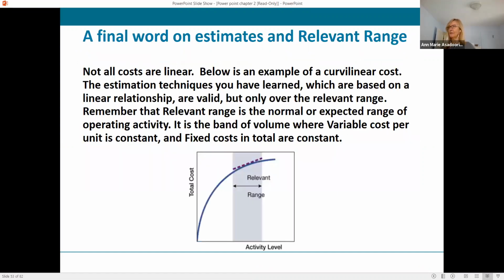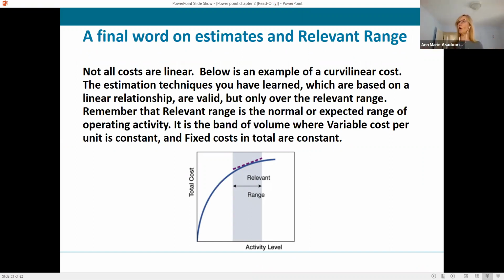Oh yes, and don't forget that relevant range, right? Remember, all of this, that linear assumption is saying that the variable cost per unit is constant. The fixed cost in total is constant. But also you should know that not all costs are linear. In fact, most of them are not linear.